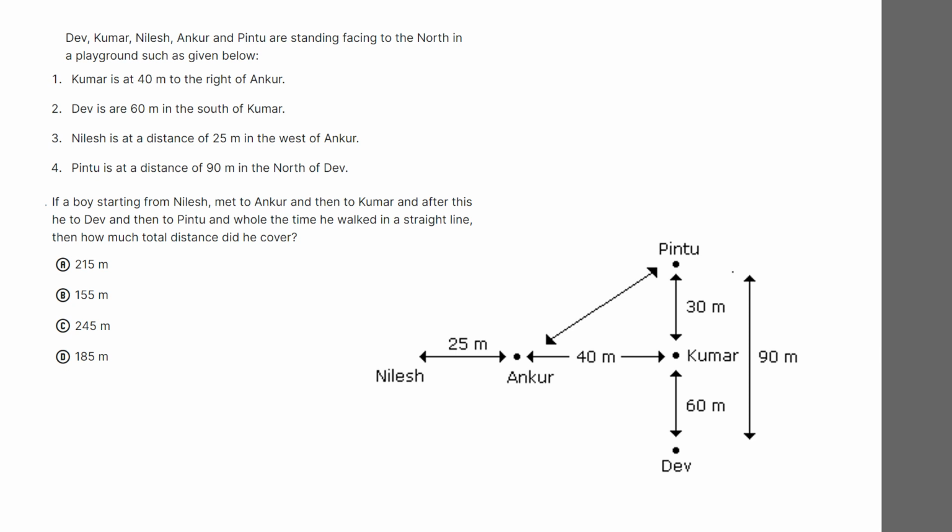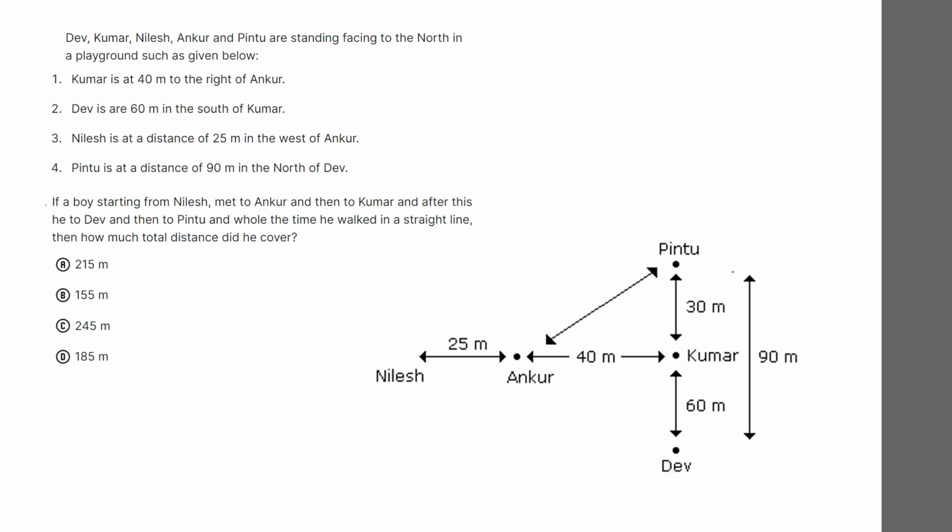Now coming to the next question, we have here if a boy starting from Nilesh. So now we have another new character here. So he is stating that this boy is moving and meeting all the friends. Now the boy starting from Nilesh met Ankur, then to Kumar, and again he went to Dev and then to Pintu. Now whole the time he walked in a straight line. Yes, and then how much total distance did he cover? So this is what the question indicates us.